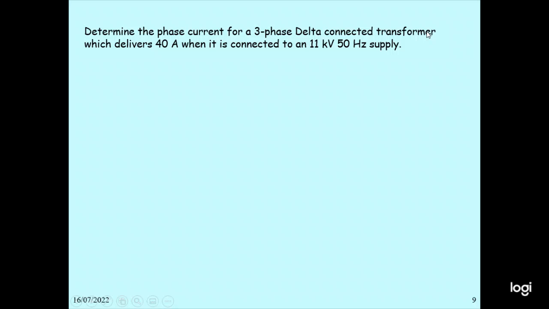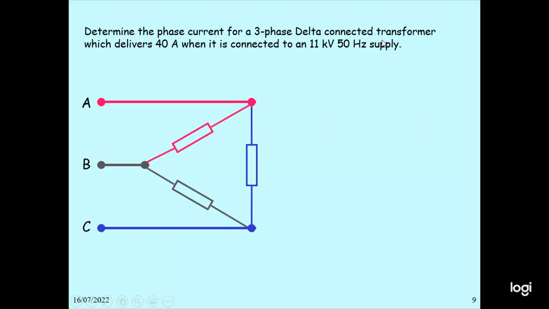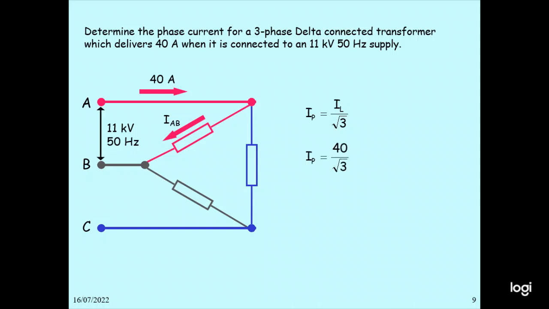The next problem: determine the phase current for a three-phase delta connected transformer which delivers 40 amperes when it is connected to an 11 kV, 50 hertz supply. In this case, this is an ABC delta connection. The line voltage is 11 kV, 50 hertz, and the line current is 40 amperes. Then we calculate IAB, which is the phase current: line current IA divided by root 3. So I phase is equal to 40 by root 3, and you get 23.1 amperes.